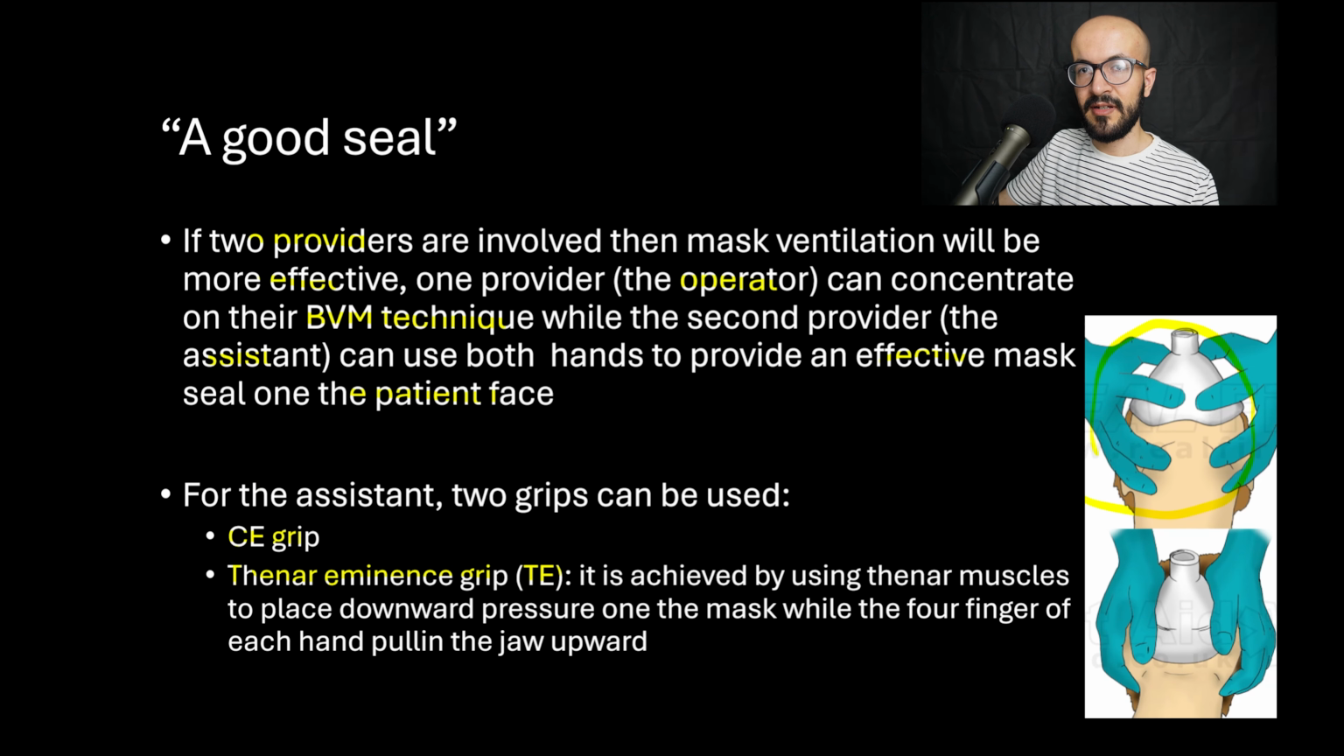So the CE grip you can see in this picture here. So both hands are controlling the mask and they are both using the CE grip, and the thenar eminence grip you can see here. So it is achieved by using the thenar muscles to place downward pressure on the mask, while the four fingers of each hand are pulling the jaw upward. So the thenar eminence of both hands is controlling the mask, while the other four fingers are lifting the jaw. And the thenar eminence grip is more effective in making a good seal with the face than the CE grip, because it allows for lifting the jaw more than the CE grip.